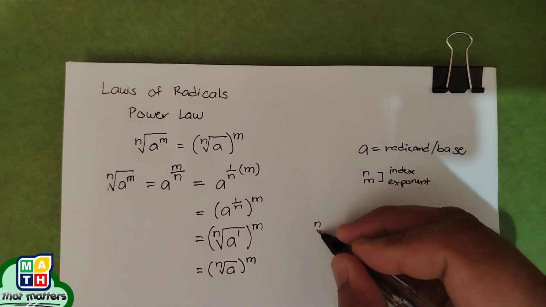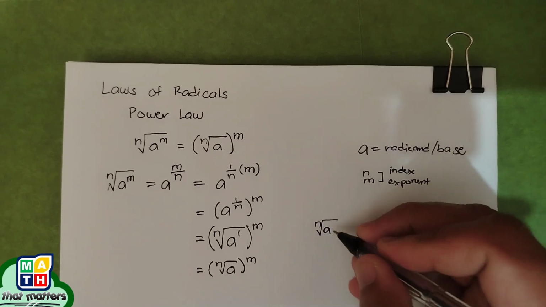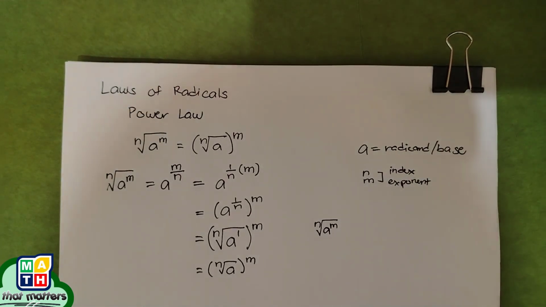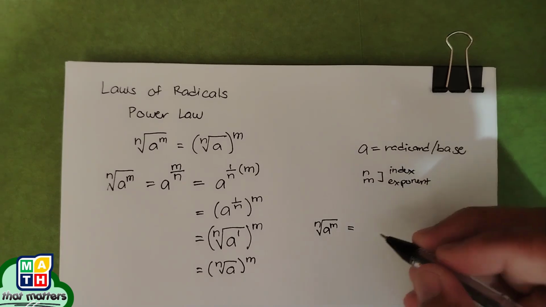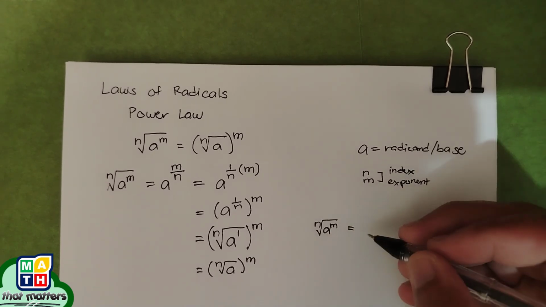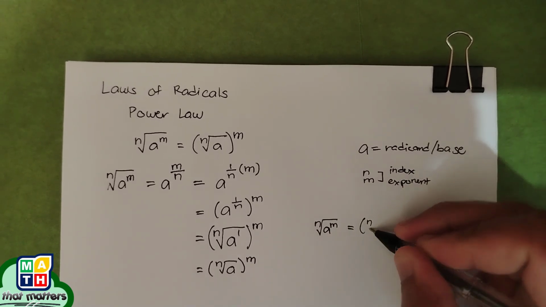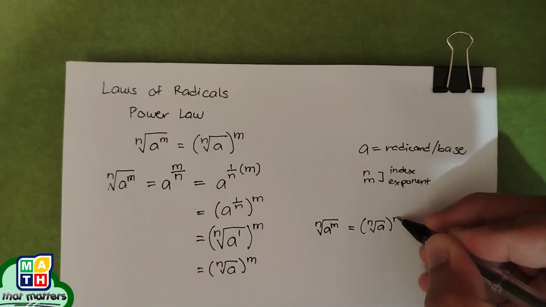In short, the nth root of a radicand which is already an exponentiation is just equal to taking out the exponent of the radicand. You have here nth root of a raised to m.